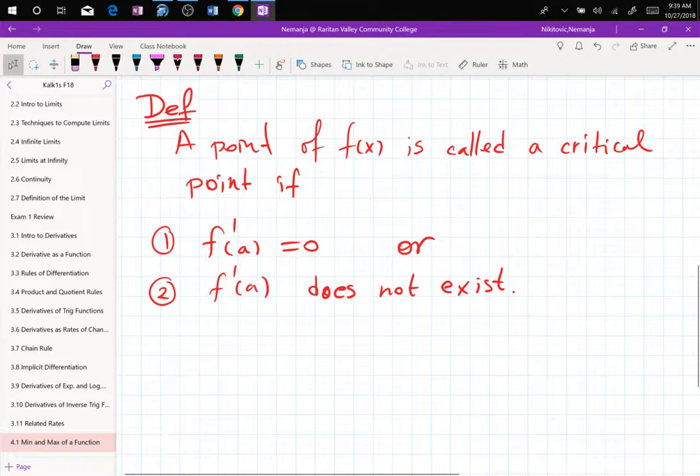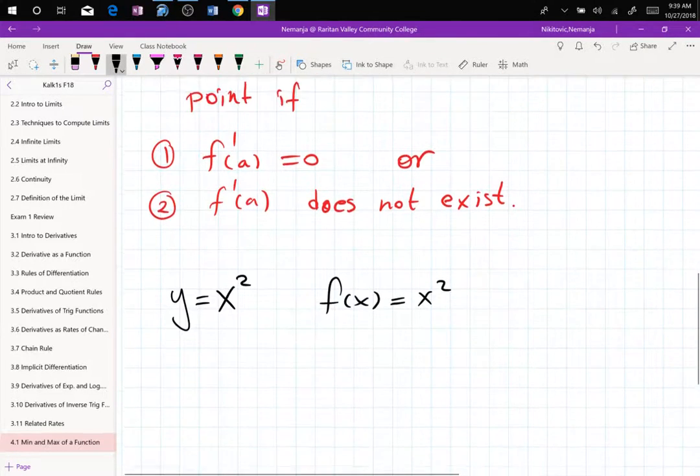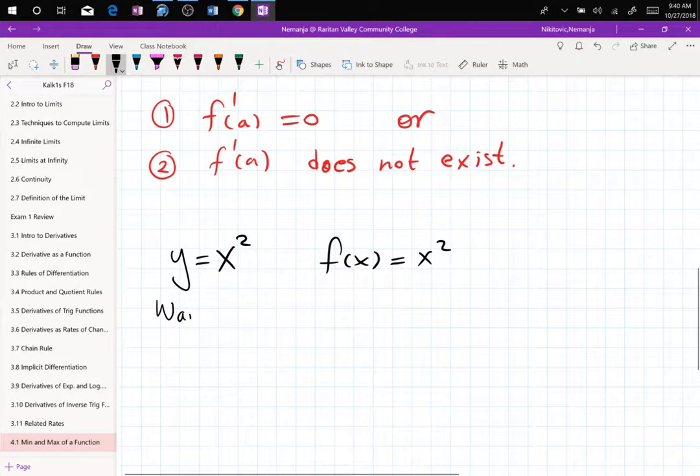What function better to use than our good old friend x squared? Way to find the cheapest possible function. So whether you write y equals x squared or f of x equals x squared, either way, we are going to consider x squared. So what do I have? I want to find the critical point.